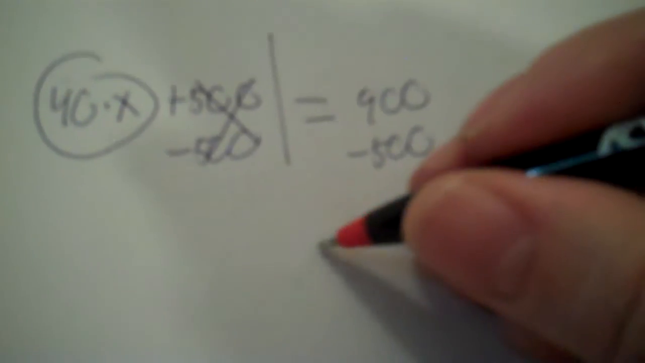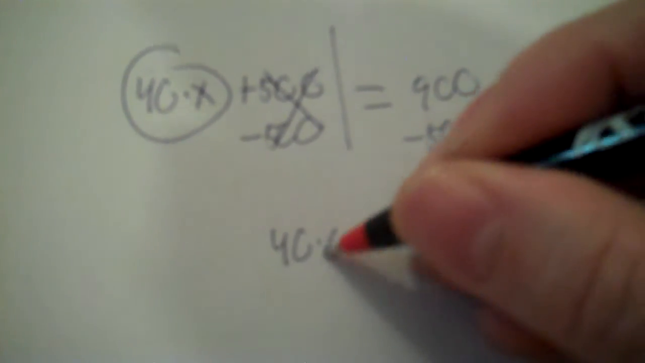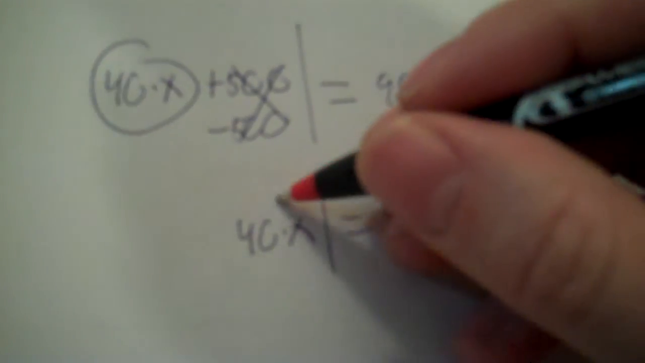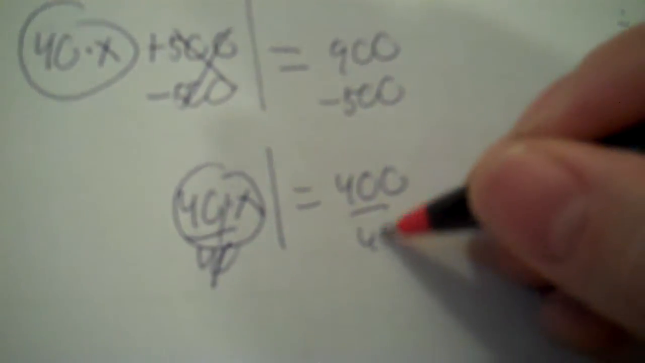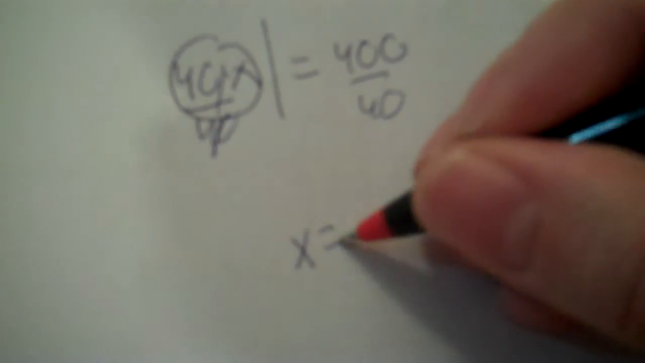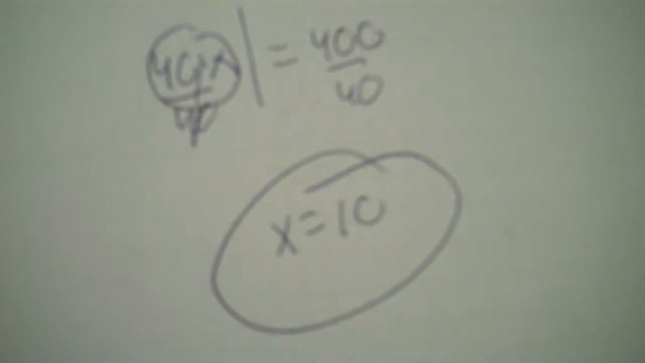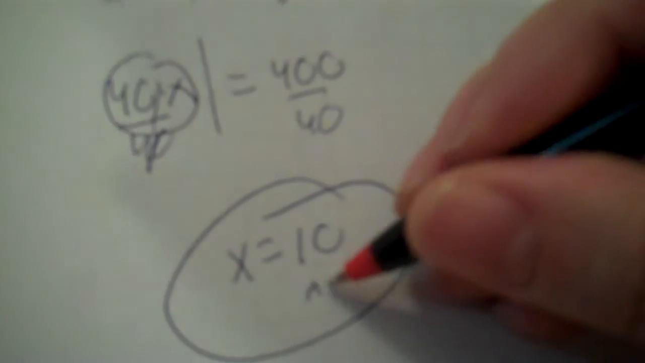900 minus 500 is 400, and then we have 40 times x. Now divide by your 40, and 400 divided by 40 is 10. Okay, so that's your answer, 10 months. So 10 would go with 900. Okay, last problem. I know it's a long video.